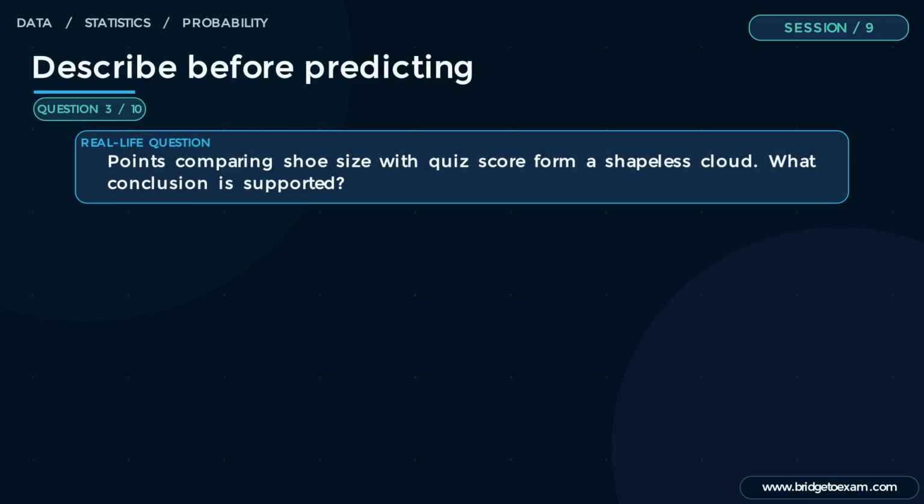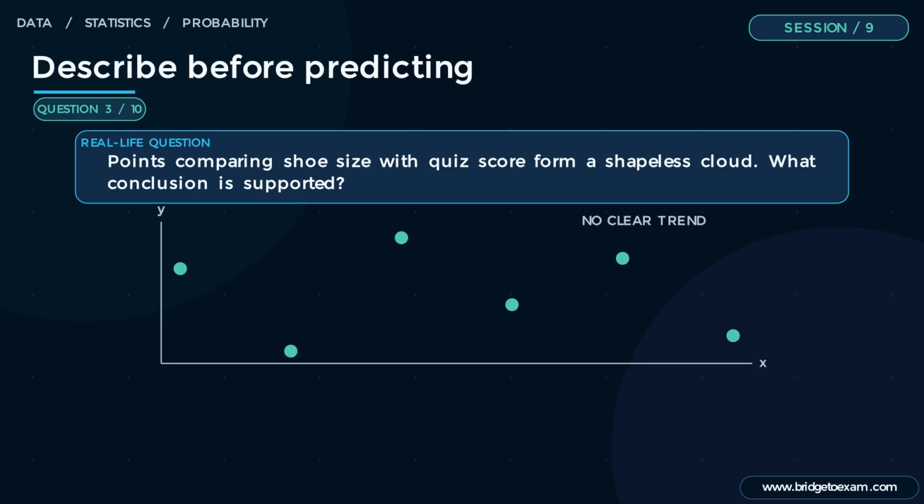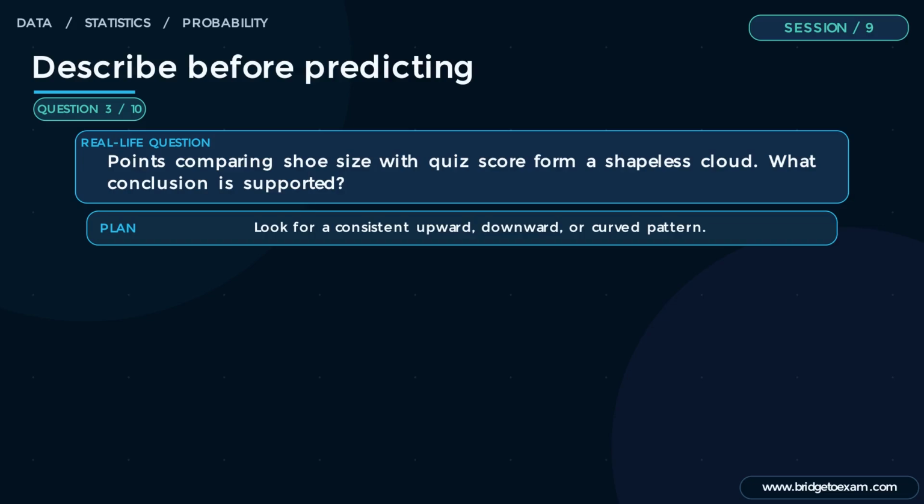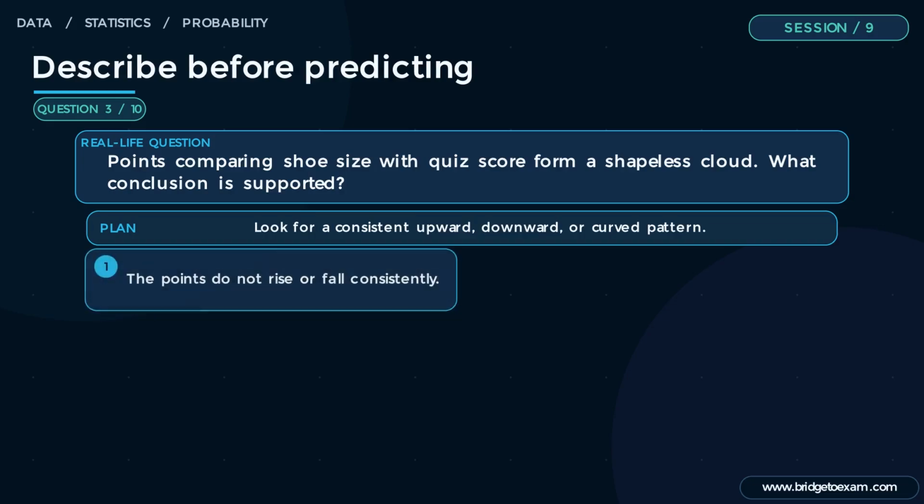Example 3. Points comparing shoe size with quiz score form a shapeless cloud. What conclusion is supported? The scatterplot reveals direction, strength, and any unusual point. Plan. Look for a consistent upward, downward, or curved pattern.